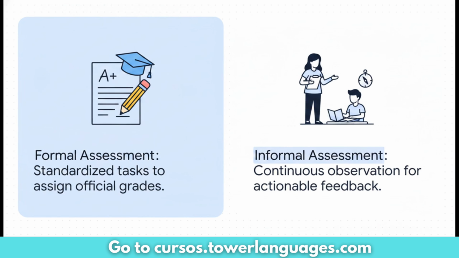So what's the real difference? It all boils down to purpose. Formal assessment is entirely about measuring overall achievement, assigning those official grades or deciding if a student is actually ready to advance. Informal assessment, on the other hand, is like your daily compass. It gives you immediate, actionable feedback so you can tweak future lessons and spot any learning gaps right away, completely without the heavy pressure of an official grade.